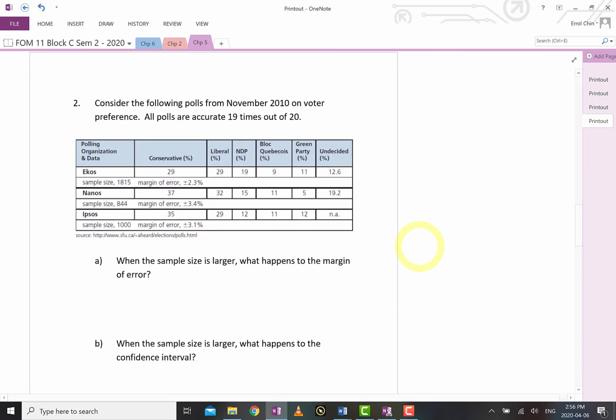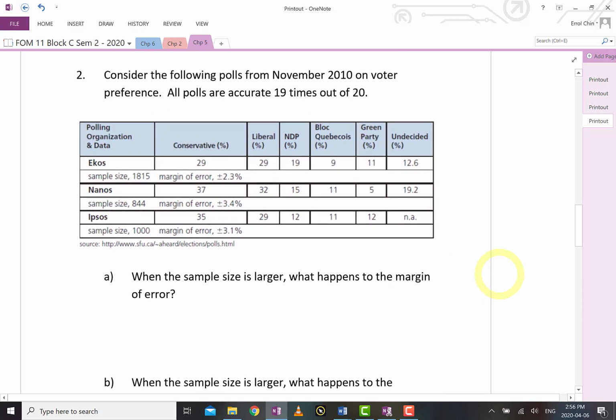It says here, consider the following polls from November 2010 on voter preference. All polls are accurate 19 out of 20 times, so they're 95% confident. Now, these are the different polling companies. When they polled, 29% are conservative, 29% are liberal, 19% are NDP, 9% are Bloc Québécois, the Green Party, and there's a whole bunch of people that are undecided. And their margin of error is plus or minus 2.3%.